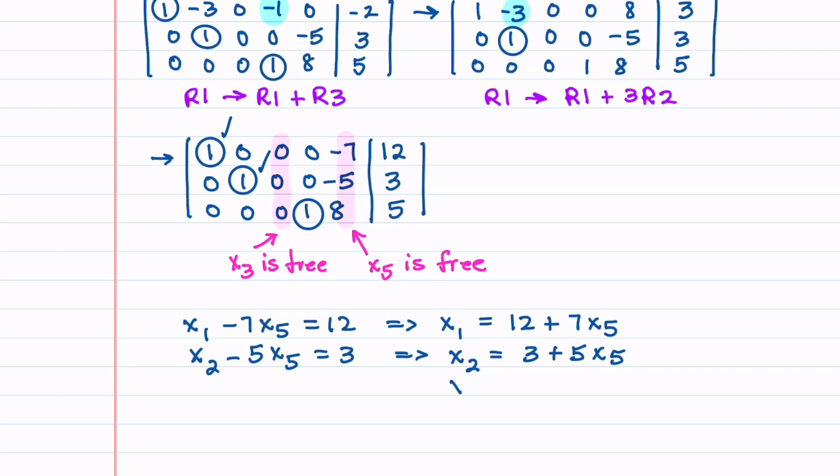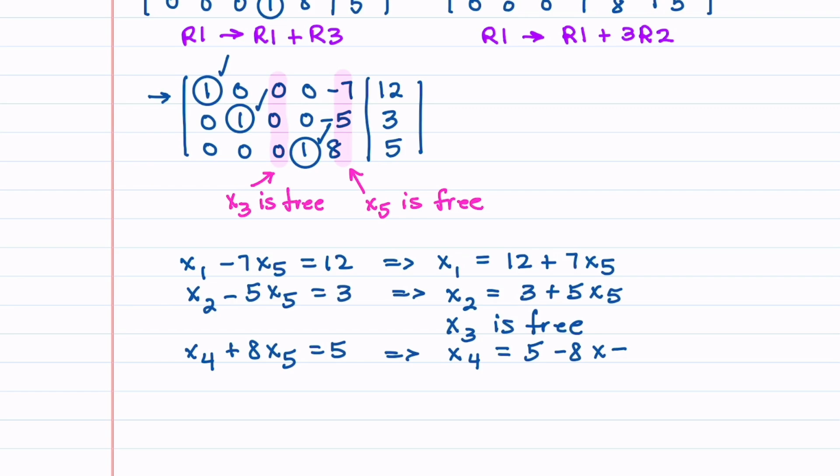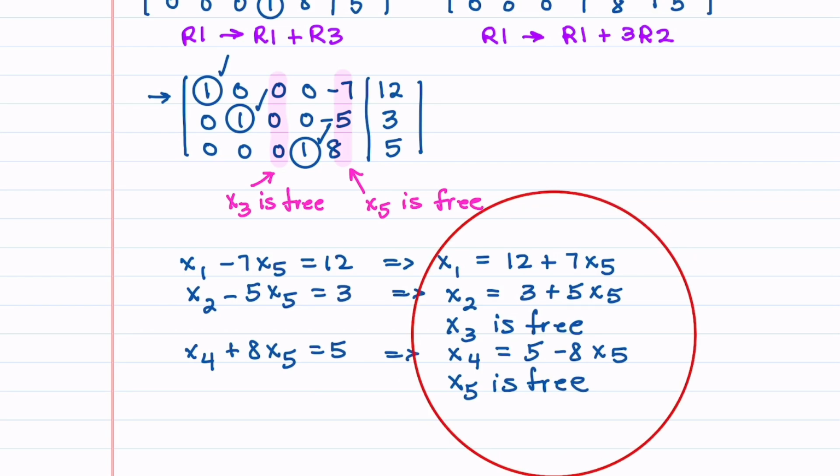Let's go ahead and write down that x3 is free. That way everything will be in order. Now we can solve for x4. So that is going along our last row. So we have x4 plus 8x5 is equal to 5. So that tells us that x4 is 5 minus 8x5. And then lastly, we're going to write down that x5 is free. Let me go ahead and circle this in red so you can see that that's our final solution.